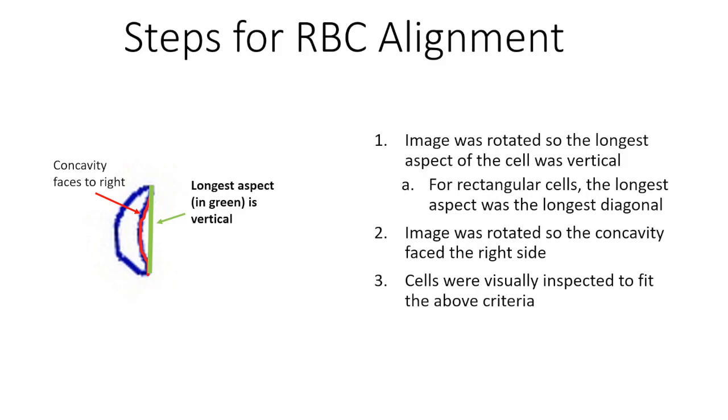Then, the image was rotated such that the concavity, if present, opened towards the right side. The concavity for the cell shown here is outlined in red. If the cell did not have any concavities, then the flatter side was oriented to face the right.